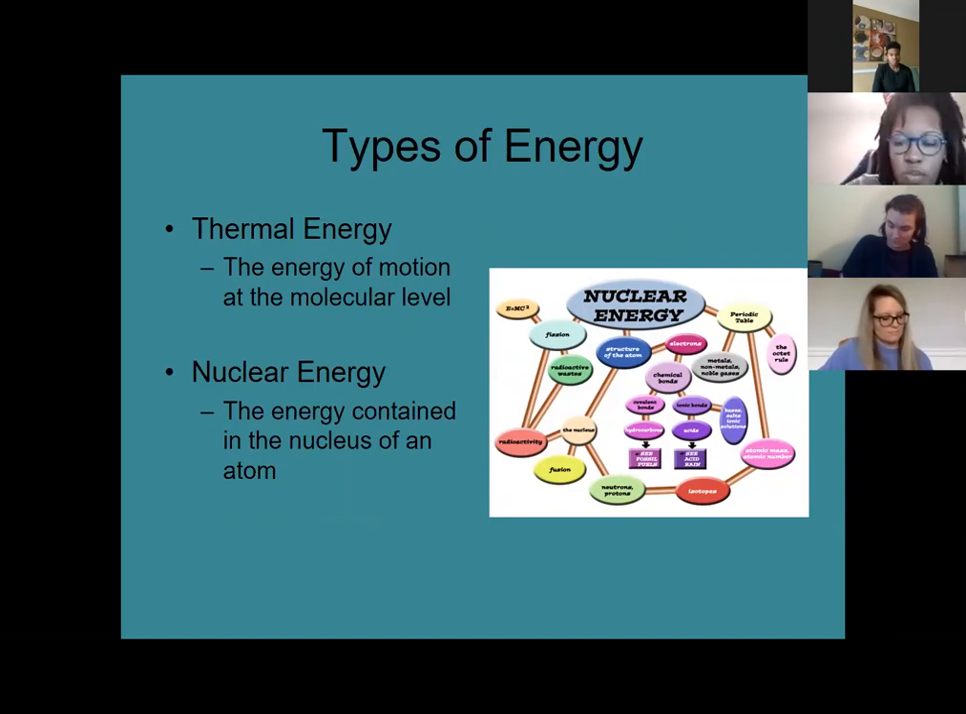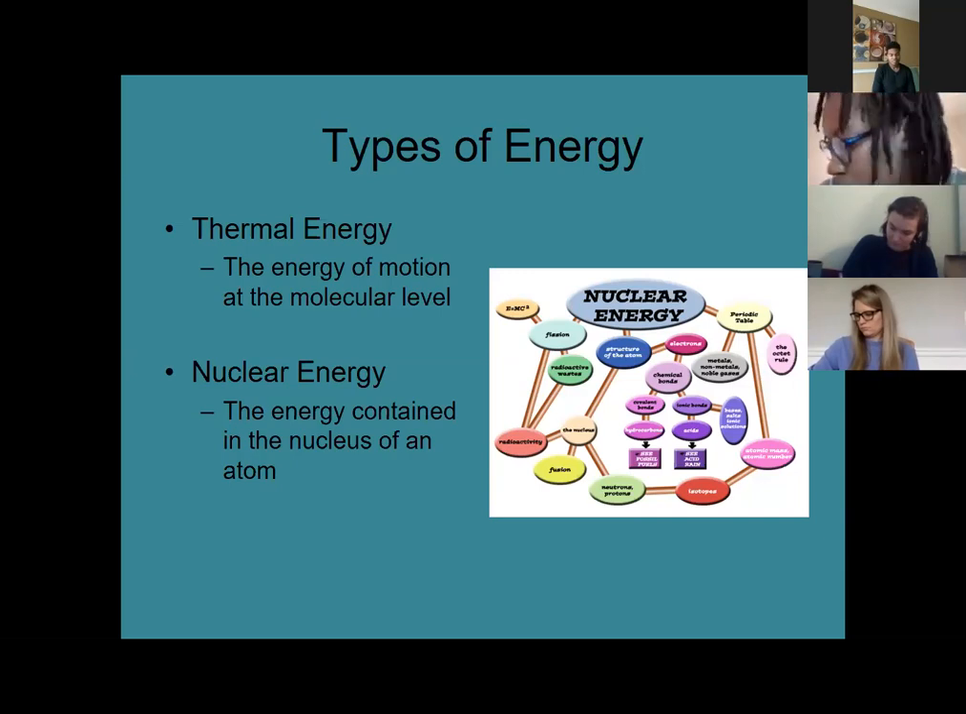Thermal energy. Now, we've already talked a little bit about thermal energy. So when you think of thermal energy, we think of heat. Thermal energy, we've already said, is actually measuring the energy of motion at the molecular level. So it's kinetic energy at the molecular level, which makes thermal energy also a subclass of kinetic energy, because we're looking specifically at atomic and molecular motion.